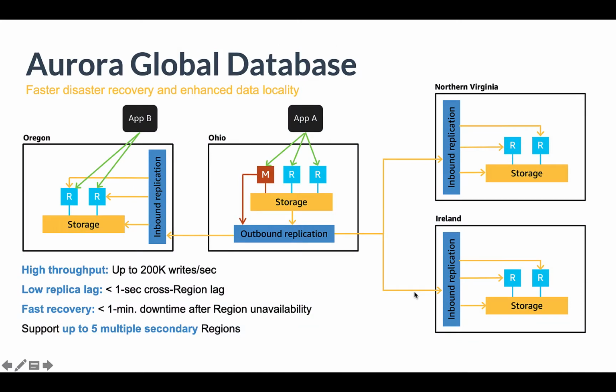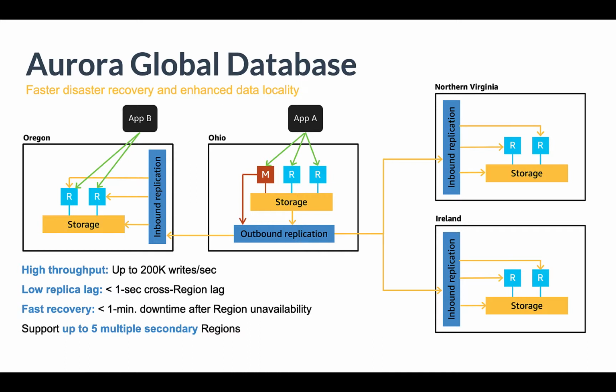Let's zoom in here a little bit into what you can do with Aurora Global Databases. On screen, what we have is Ohio as our primary. Application A is doing both reads and writes. And we have Oregon as the secondary region, where application B is doing the reads. And we have two more secondary regions, Northern Virginia and Ireland. Our storage tier is replicating from Ohio primary region to Oregon, as well as to Northern Virginia and to Ireland.